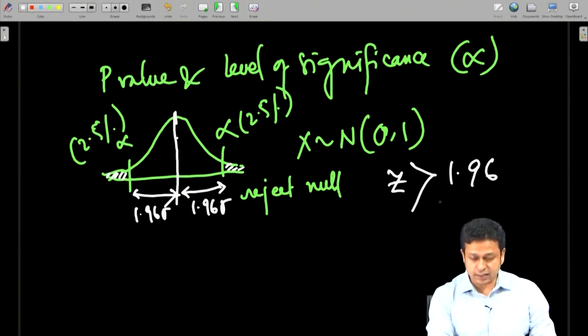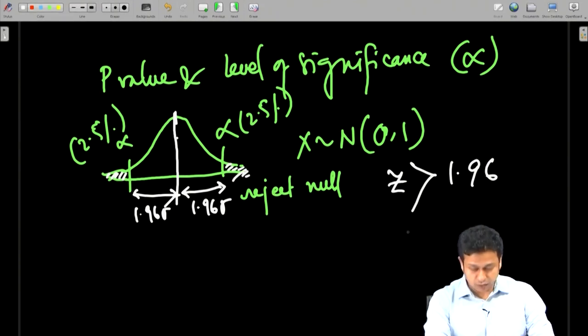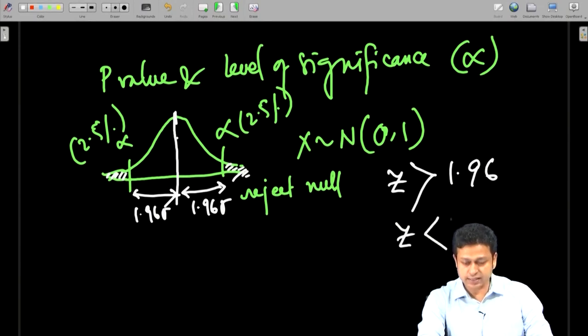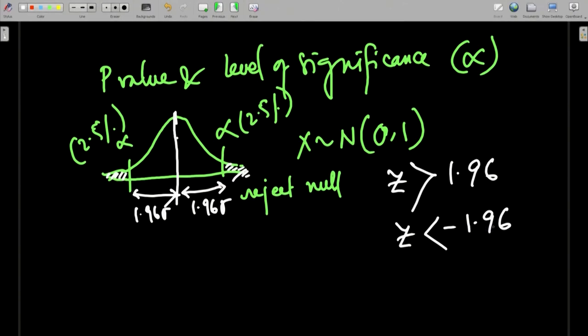So, if z is greater than 1.96 sigma, that means if z is here, we reject. We also reject if z is less than minus 1.96. So, essentially if z goes to this side, in both cases we reject the null hypothesis. Essentially that is how we use p value and level of significance to take a decision.